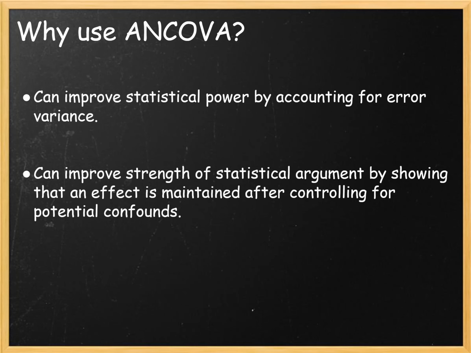It's also used to improve the strength of a statistical argument by showing that the effect of an IV on a DV still holds after statistically controlling for the covariate. So if the covariate is an alternative explanation, let's say someone puts it forward as a confound in the IV-DV relationship, statistically controlling for it and then showing that the IV still affects the DV, still accounts for mean differences in the DV after controlling for the covariate, that can improve the strength of one's statistical argument.